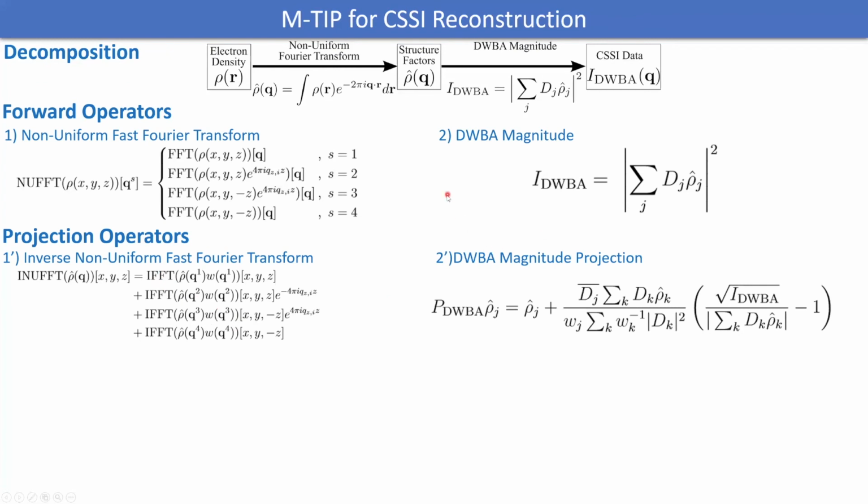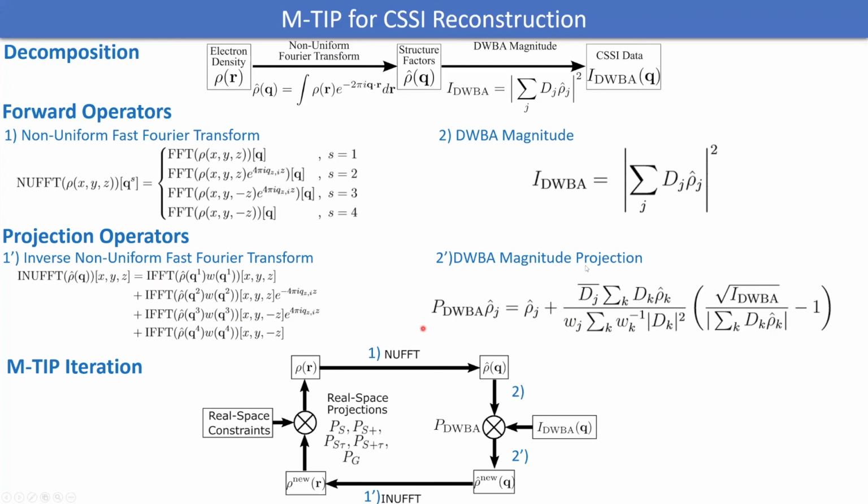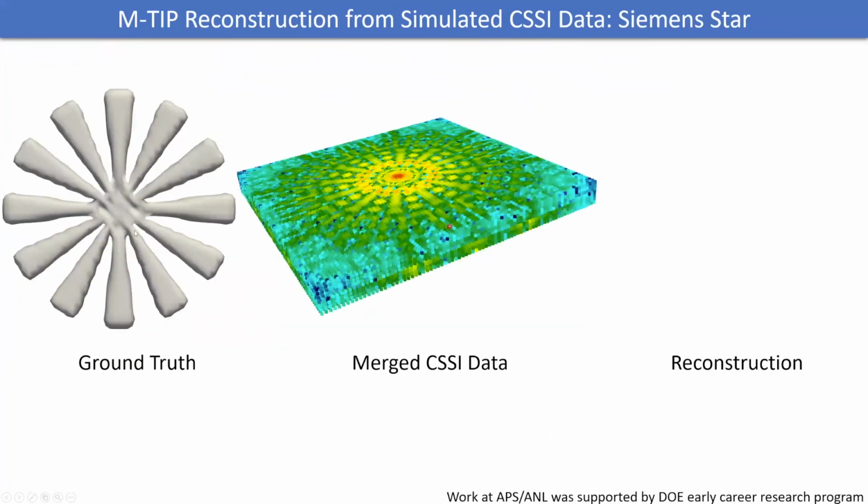And then for the projection for the second part, you can express that projection very efficiently through just a simple analytical expression that you see here. And so you can compute that very easily as well. And then just like before, you toss these forward operations and these projections in the same kind of iterative loop that I've been showing you. And so here's an example of applying this to some simulated data of the Siemens star on the left. And in the middle is the merged 3D CSSI diffraction volume that we throw into MTIP. And on the right is the reconstruction that we're going to get.